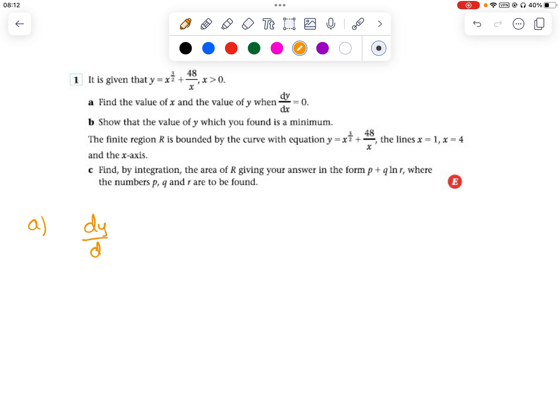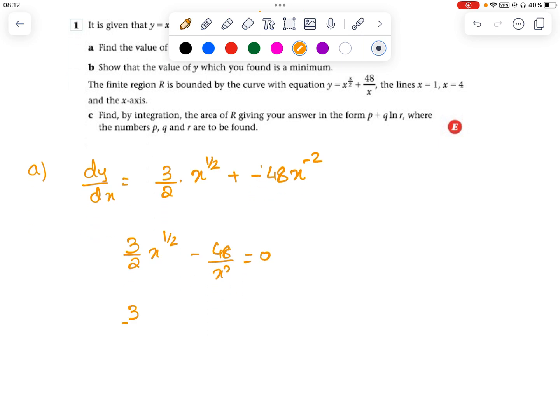dy upon dx. So x power 3 upon 2 derivative is 3 upon 2 times x power 1 upon 2, plus this was 48 x power negative 1. So it becomes negative 48 x power negative 2. Now dy by dx should be equal to 0. So 3 upon 2 x power 1 upon 2 minus 48 upon x square should be equal to 0. So 3 upon 2 x power 1 upon 2 should be equal to 48 upon x square.